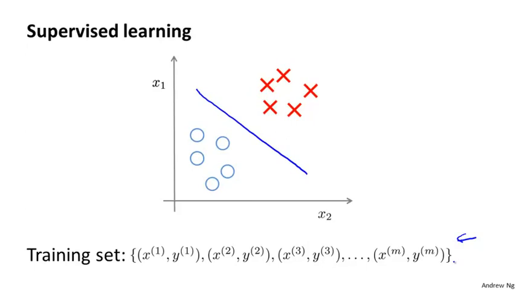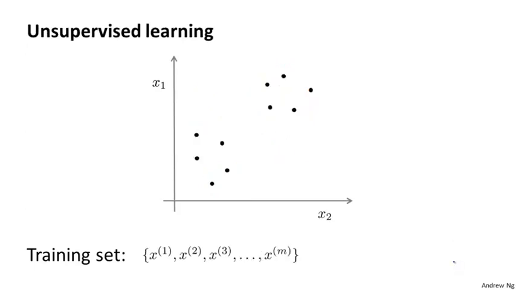In contrast, in the unsupervised learning problem, we're given data that does not have any labels associated with it. So we're given data that looks like this. Here's a set of points and then no labels. And so our training set is written just x1, x2, and so on up to xm, and we don't get any labels y, and that's why the points plotted up on the figure don't have any labels with them.